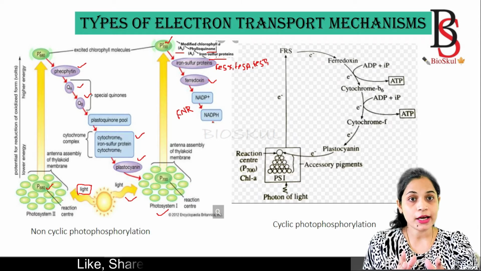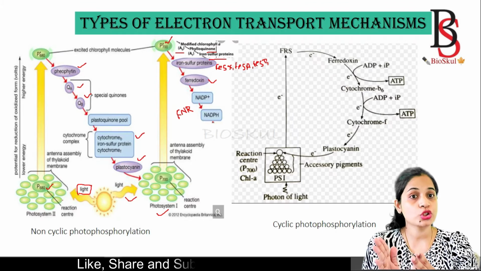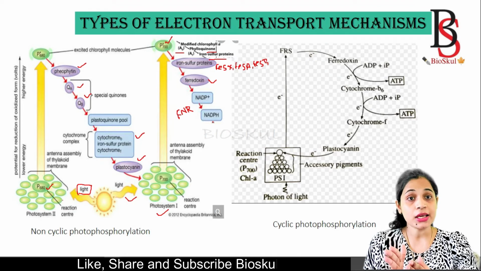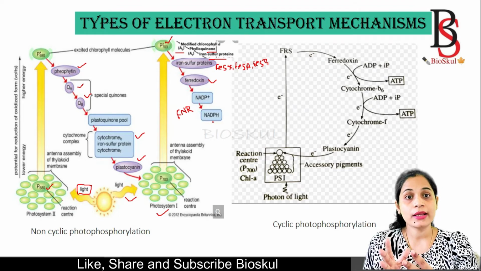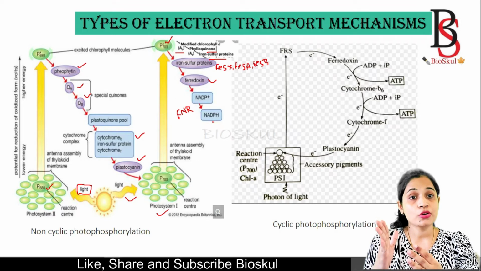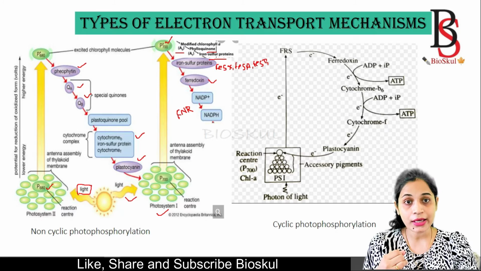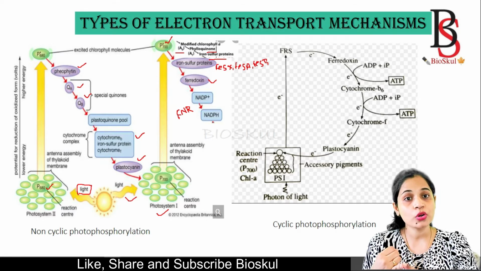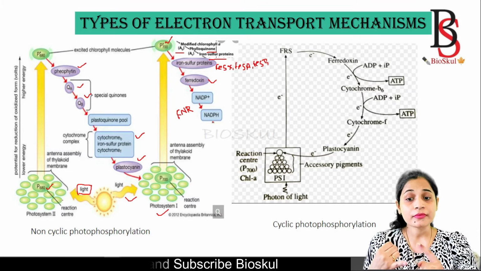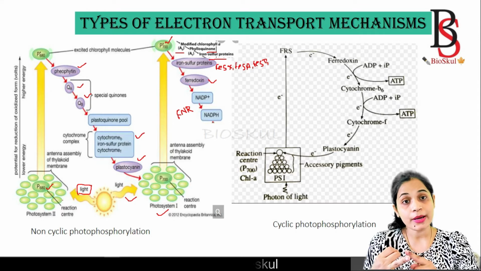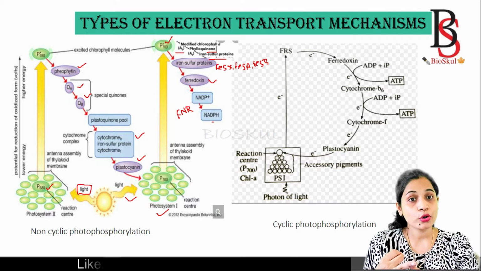The non-cyclic reaction first starts with photosystem 2. The photosystem 2 reaction center is P680. After the electron is excited by receiving the light, it is transported to the first electron acceptor, known as pheophytin. Then QA and QB, which are quinones. Then from the quinone it moves to the cytochrome complex, cytochrome b6f, then to plastocyanin, and from plastocyanin to photosystem 1.